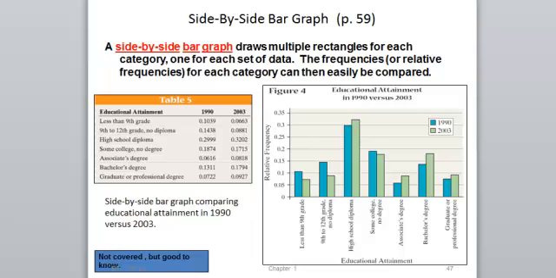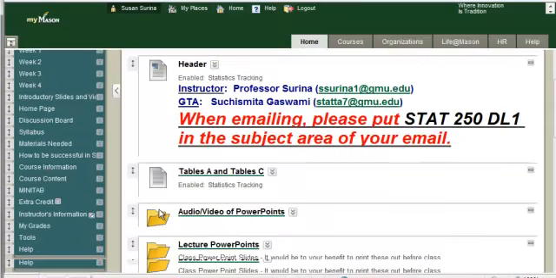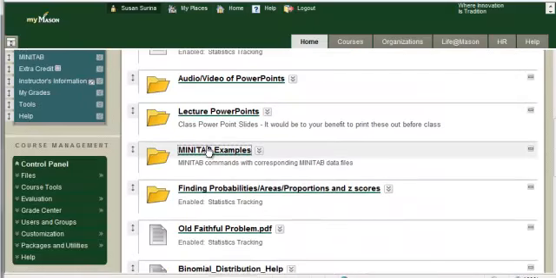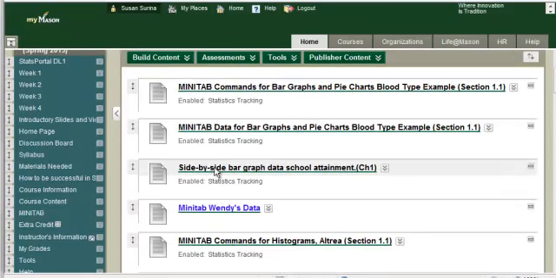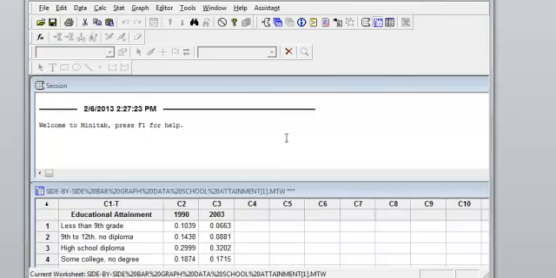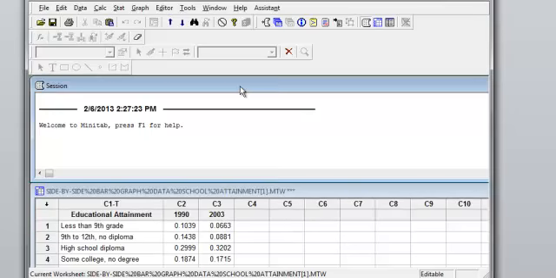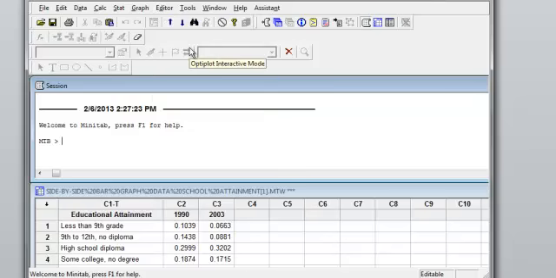And I'd like to quickly go in and show you how to do a side-by-side in Minitab. So we're going to go into course content, into the Minitab examples. And in there we're going to get the data to do a side-by-side bar graph. So I've pulled up the Minitab data, and the first thing you do is you go into the session window here, I left click, and I enable the commands, just because I like to have that Minitab prompt.